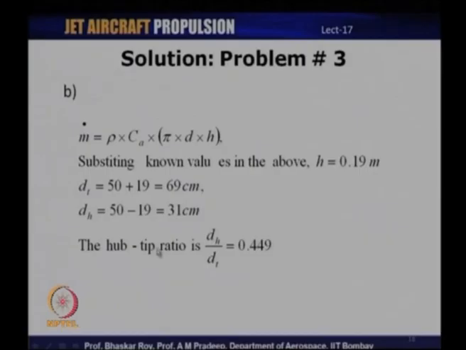Therefore, the hub to tip diameter ratio is dh by dt, that is diameter at the hub divided by diameter at the tip, and that is 0.449. So, that basically tells us what the annular area is from the hub to tip diameter ratio.